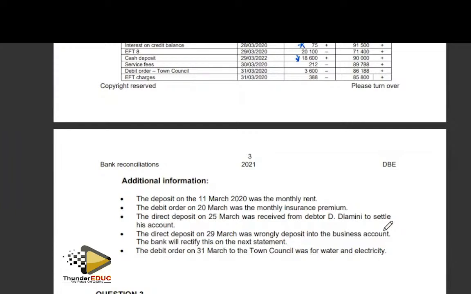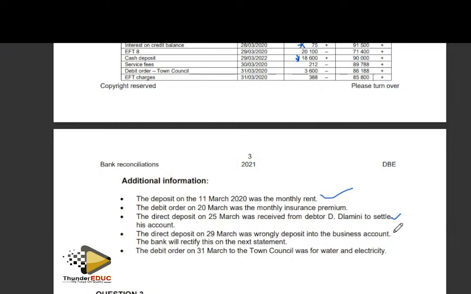So we don't need to record this, okay? So we are done with this. It's better to tick them off so that they don't disturb you when you are doing the other work, when you're dealing with the other items, okay? So I'm done with that transaction. I'm done with this one.